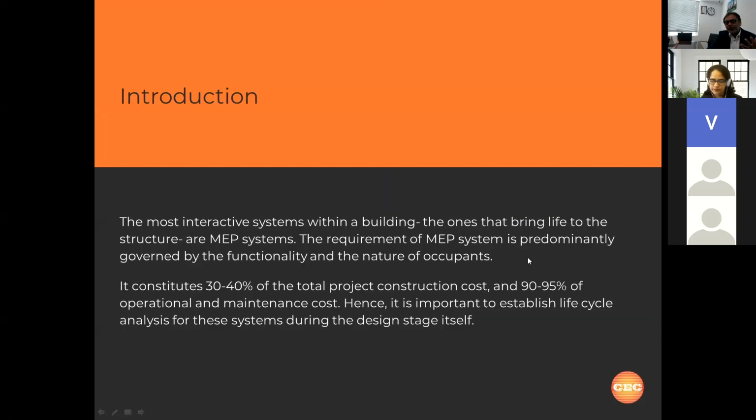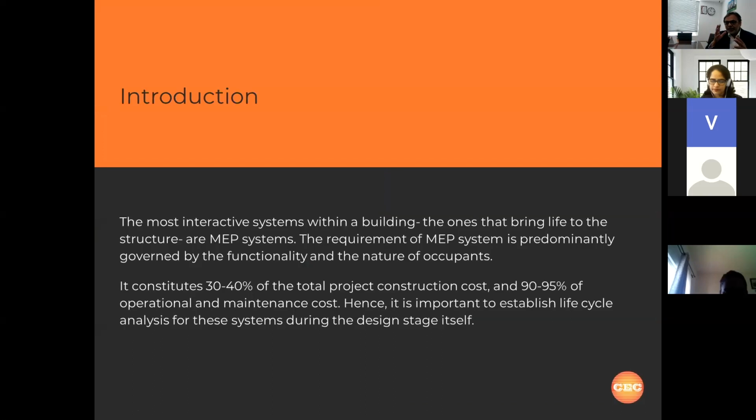Apart from architectural and structural, everything else in MEP is interactive. It is meant to suit the purpose of the occupant and end user. Let it be lighting: if the requirement is detailed work, then we need more lighting. To have comfort for the occupant, we need air conditioning, so the temperature should not be too cold or too uncomfortable. Similarly, the water supplies.